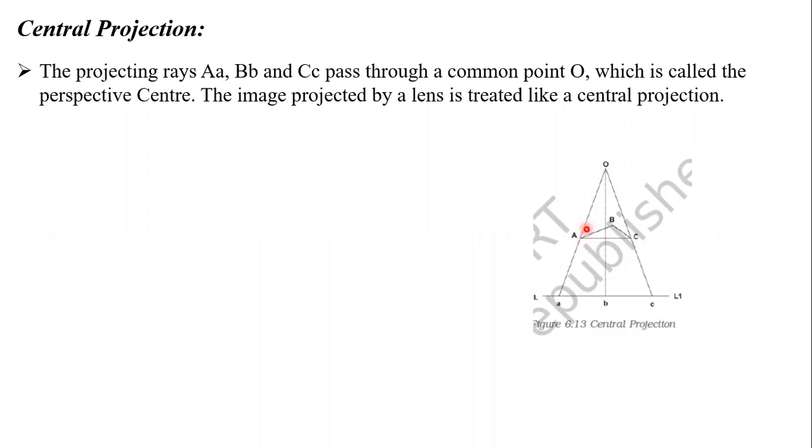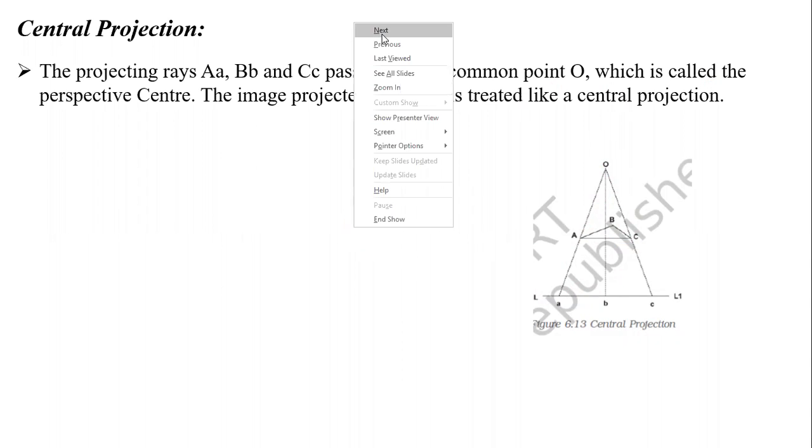The image projected by the lens is treated as a central projection. So you can get some central projections, with rays at different angles. If you go in depth into these things, you will have to deal with different laws. Just remember, take a basic idea about this.